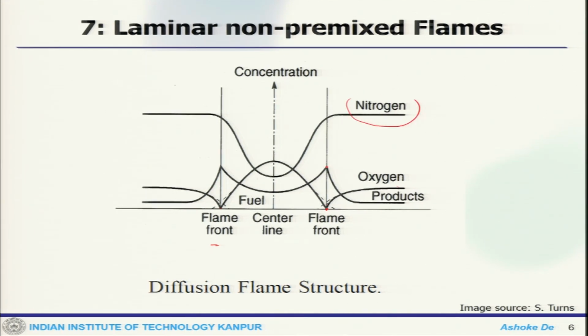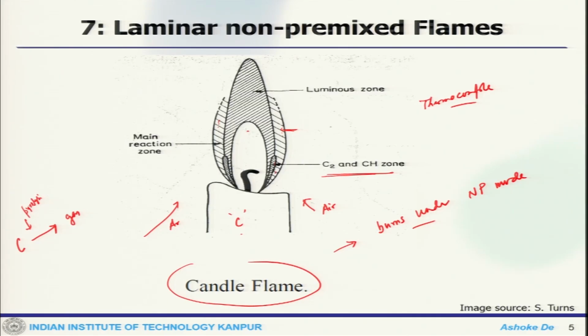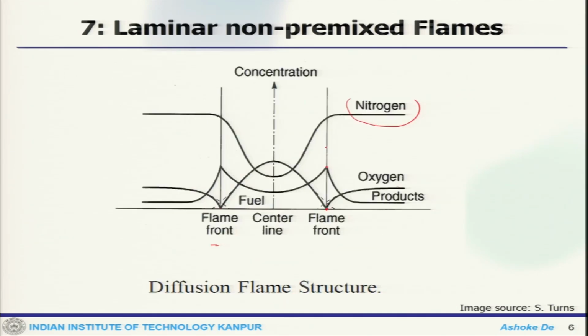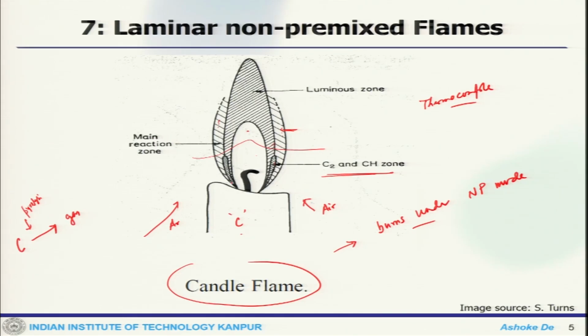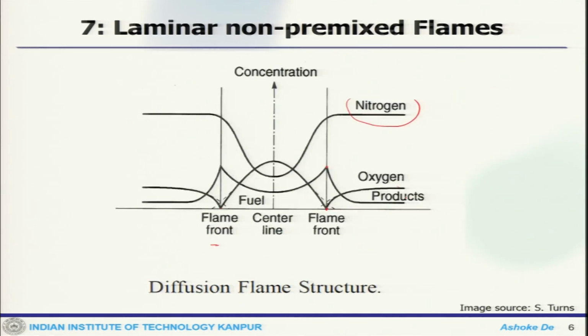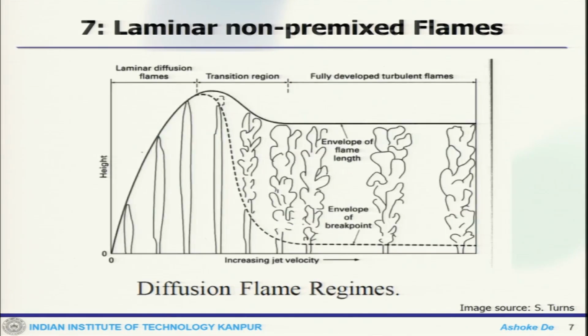So, typically this is what happens, and these are the areas we see there. These are the points, because this is one reaction zone, this is another. In the reaction zone only you get the products out of that. Now, you can have different diffusion flame regimes, and this is based on the flame height along this.